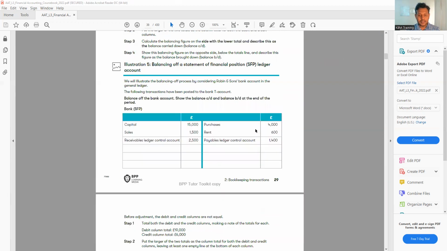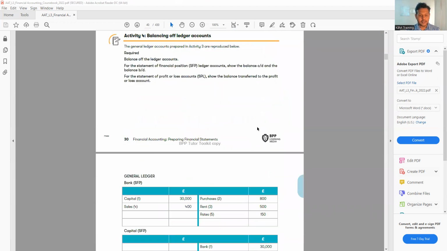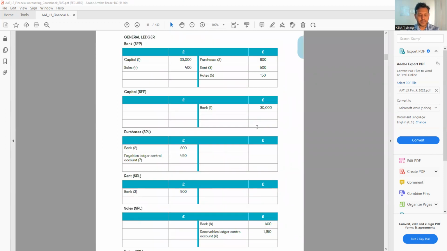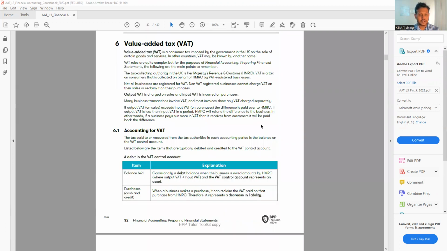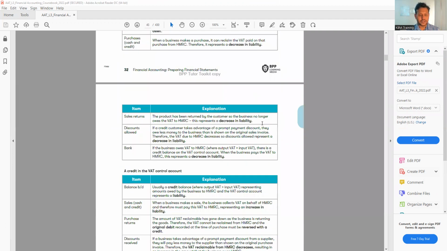All right, then there is a balancing off. I think it is not very difficult. This is the balance CD and BD. We already talked about that. Now we talk about the VAT control account. Let's talk about our VAT control account.